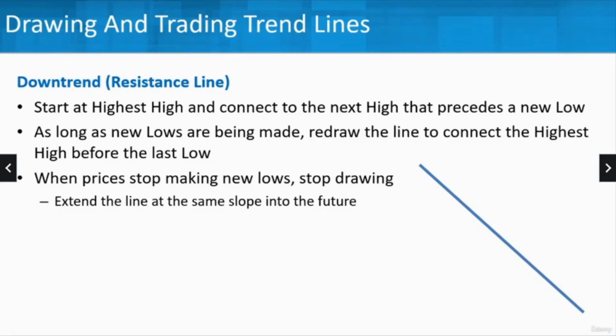And when prices stop making new lows, then you stop drawing, right? And then you extend that line at the same slope out into the future. You're basically extending that line all the way out, and you're watching that trend line. So let's look at that graphically so it makes a little bit more sense here.